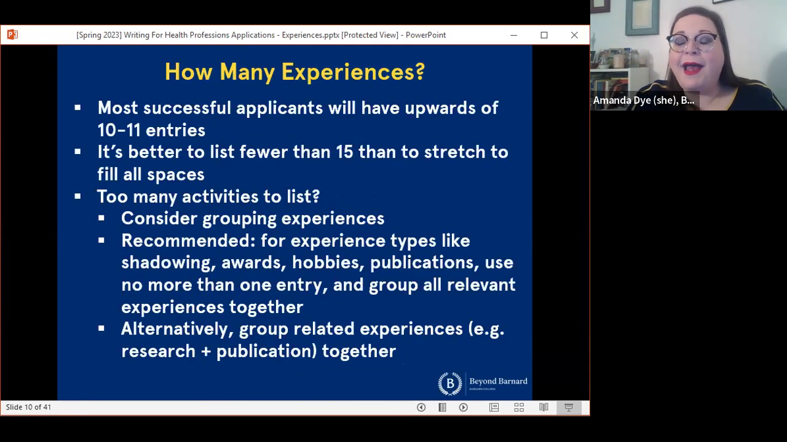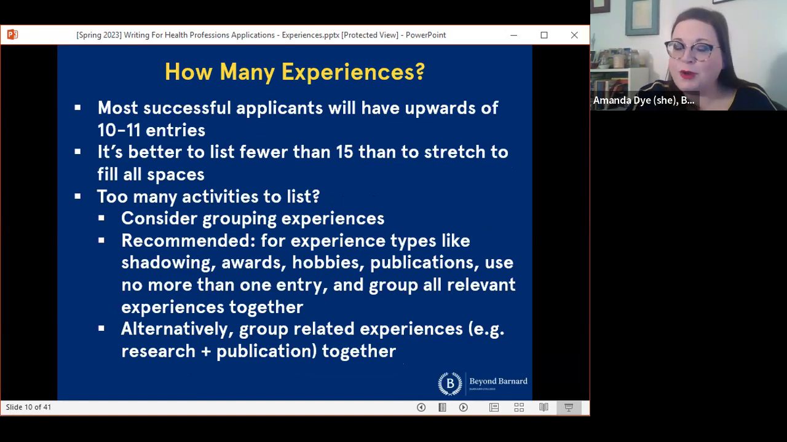When you're thinking about how many experiences you should include, I would say that most successful applicants are going to have upwards of 10 to 11 entries, but it's better to list fewer than 15 than to stretch it to fill all of the spaces. So I would rather see 12, 13, 14 experiences than some sort of filler entries, things that aren't necessarily as relevant or things that you don't have as much to say about in your activities list.